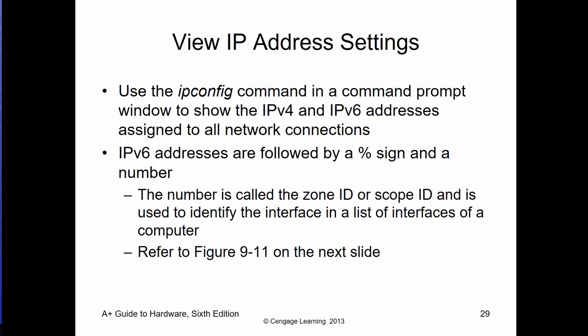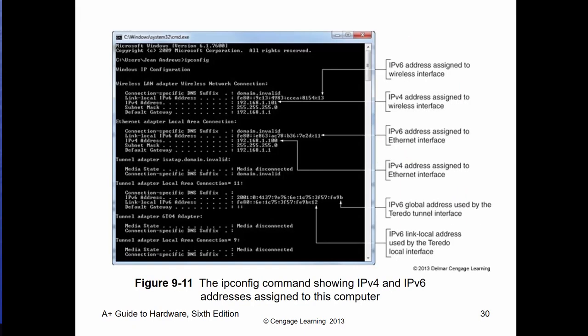So how do we view IP address settings? We can go to the command prompt and we can type in ipconfig. And with ipconfig, we can actually see the IPv4, the IPv6, all of the detailed information that we're going to need. You'll also notice under IPv6 sections, we're going to have both a public IP address and a link local IP address. Again, you'll notice that by 2000, or well, 2001, and you'll notice the link local because it starts with FE80.